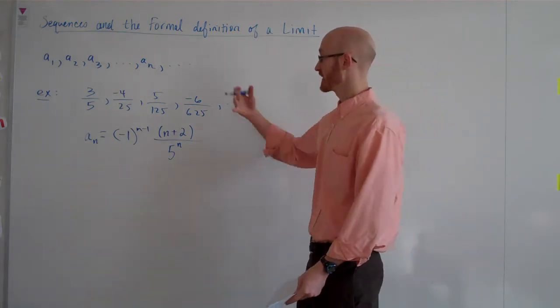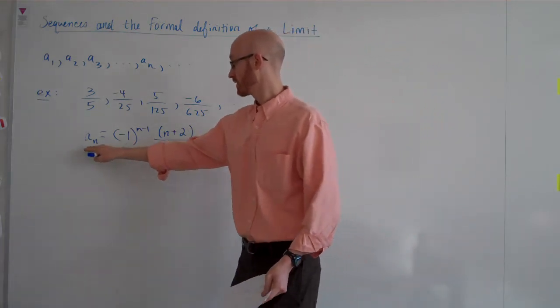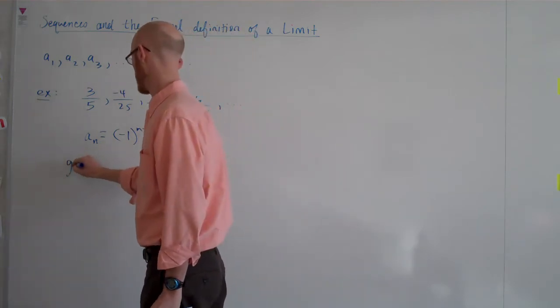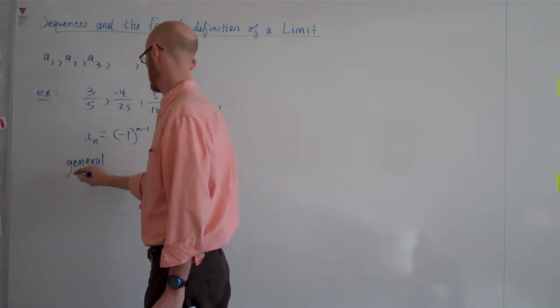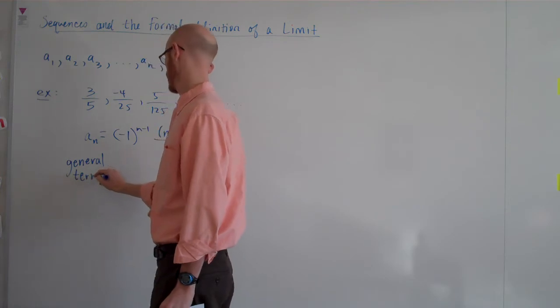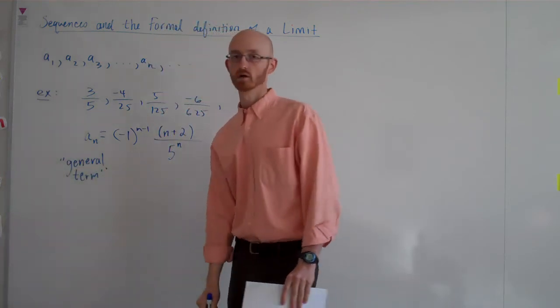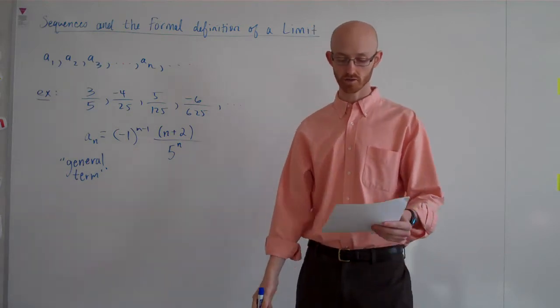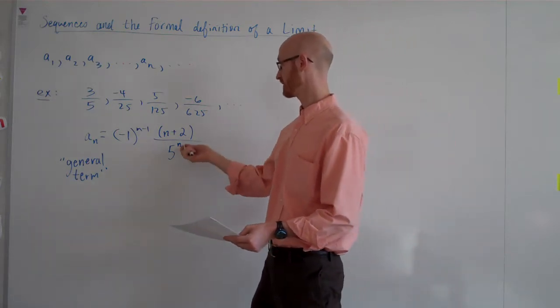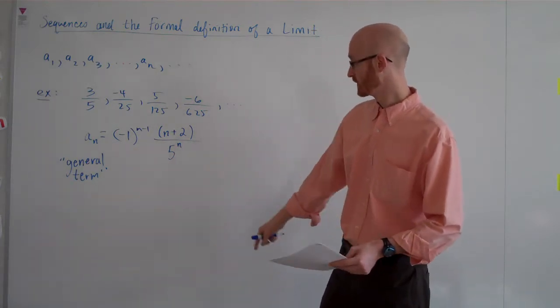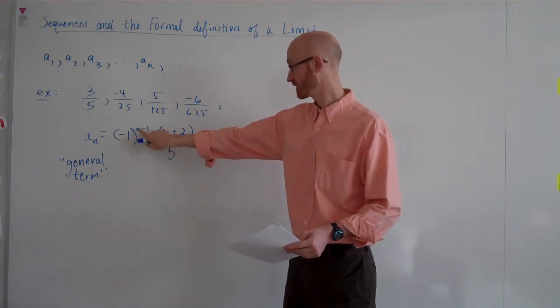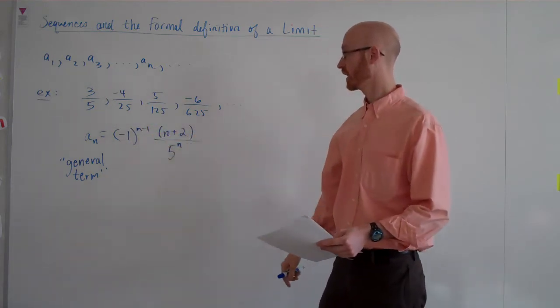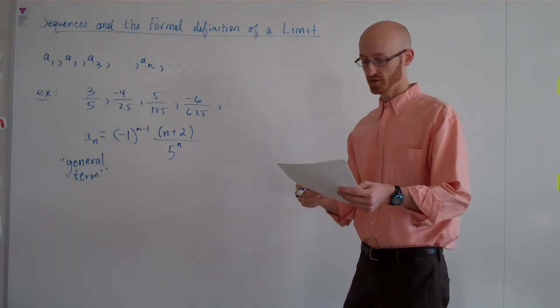So anyway, this would be a sequence, and we would call this guy a general term. The a sub n would be the general term of the sequence because it finds you somewhere along that sequence, it'll find you the term. So if you wanted to know the 75th term, you could just plug it in there. I would know just by looking at this, the 75th term would be positive. But anyway, so enough about that.